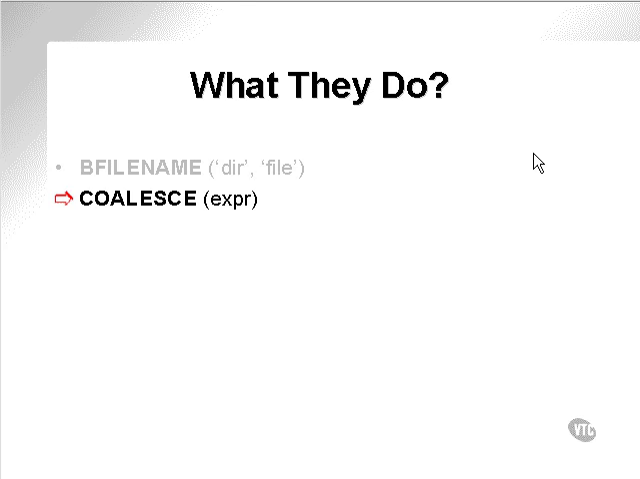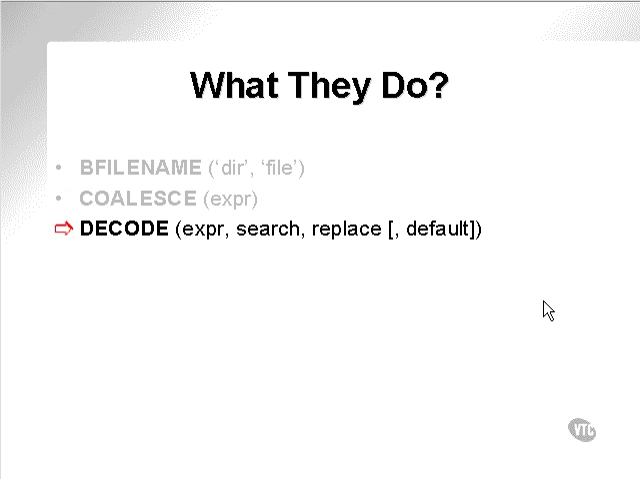Enough about bfiles. The coalesce function. Coalesce will simply coalesce all nulls out of a query or an expression. Decode. Decode is like a case statement. It allows you to change one value to another. The best way to explain decode is by example, so we'll get to that in a minute.